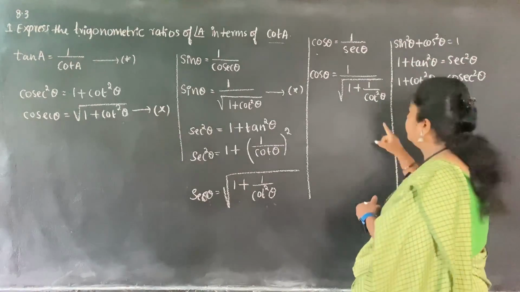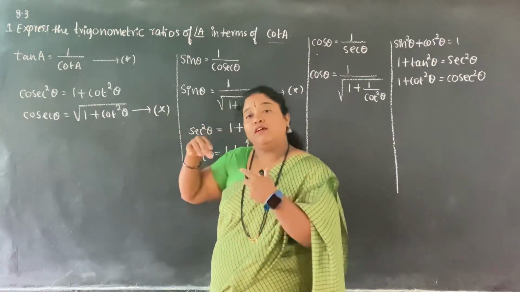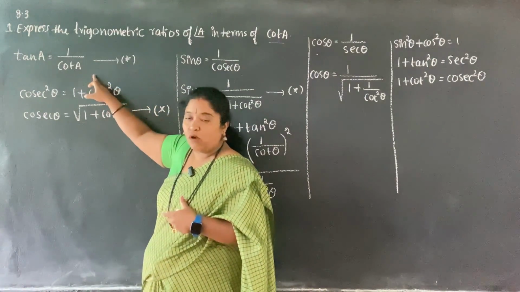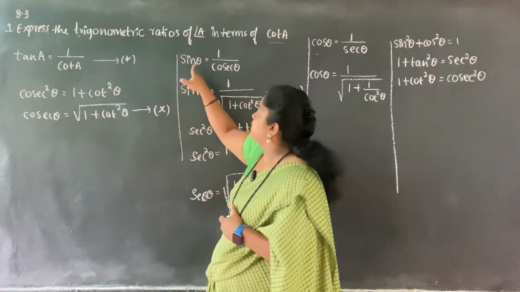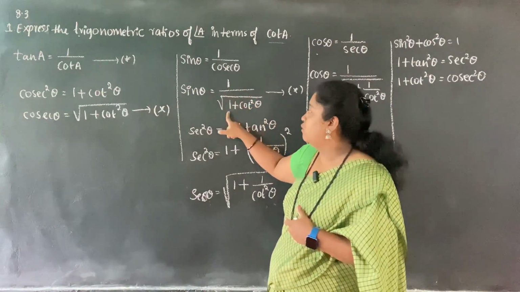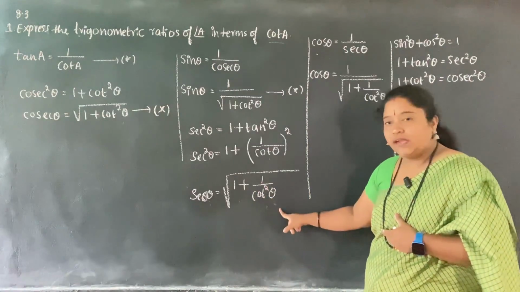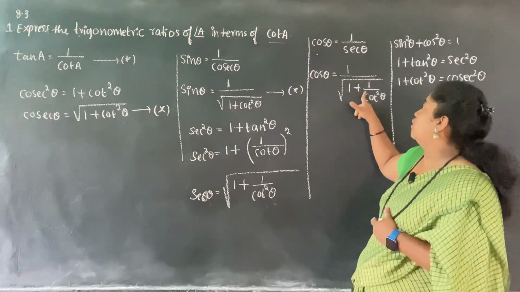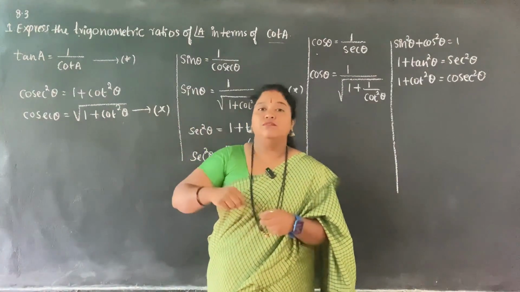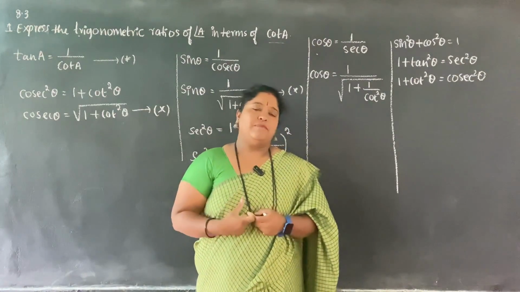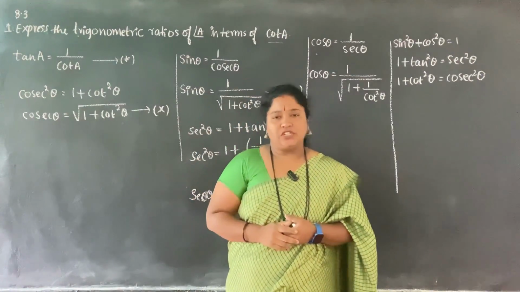This is how you have represented all the 5 trigonometric ratios other than cot. See, tan is nothing but 1 by cot I got, cosec is nothing but root of 1 plus cot square theta we got, sine also we have represented as 1 by root of 1 plus cot square theta, and sec also we have got root of 1 plus 1 by cot square theta, and cos as 1 by root of 1 plus 1 by cot square theta. Initially, maybe you feel confused when you solve this type of questions. Practice them so many times so that you are able to understand more and more. We'll move to the next question.